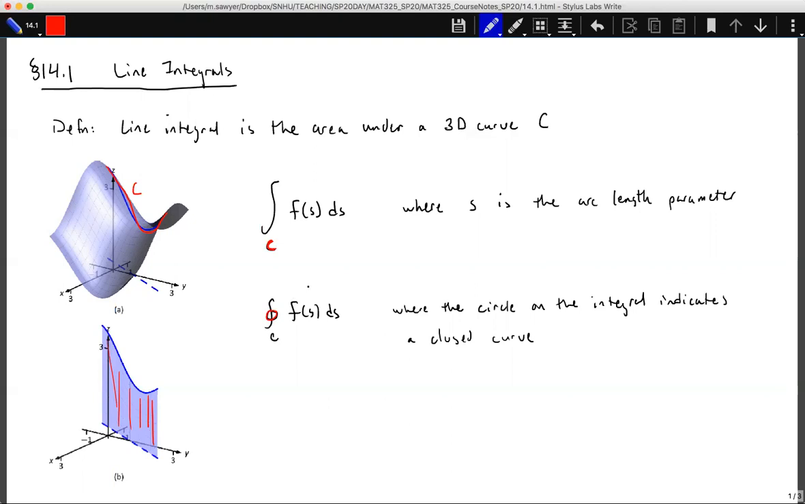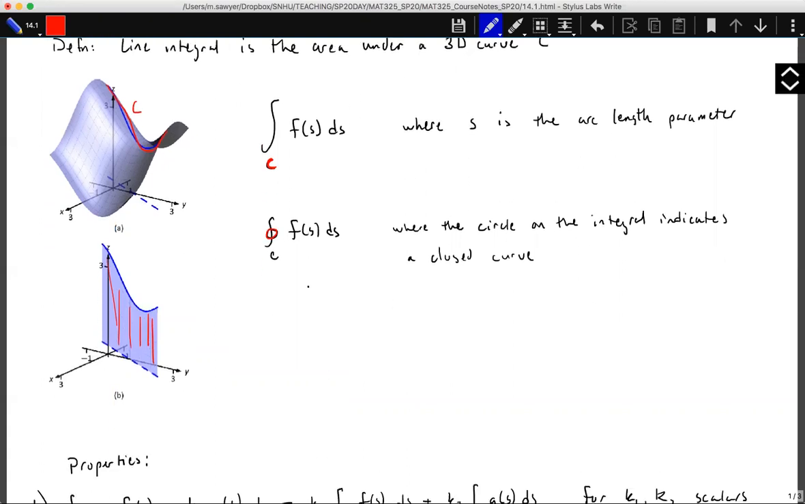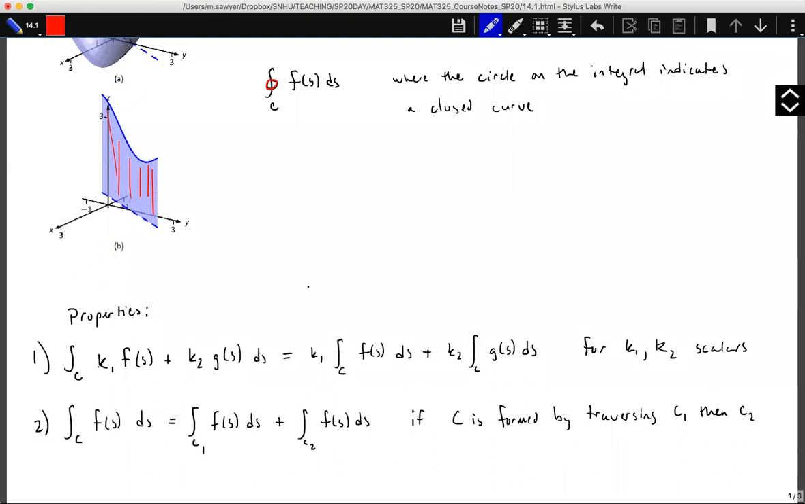Remember that the arc length parameter is a special sort of time clicking along. The arc length parameter is when we take one step in time, we go exactly 1 unit along the curve. We'd like to be able to adjust for that, so we don't have to keep track of exactly the arc length parameter. So we have some properties of line integrals.